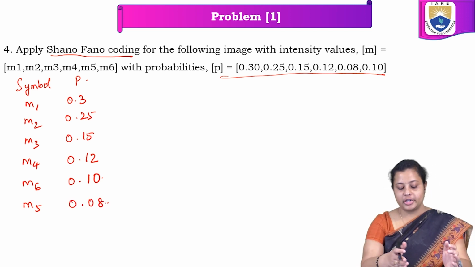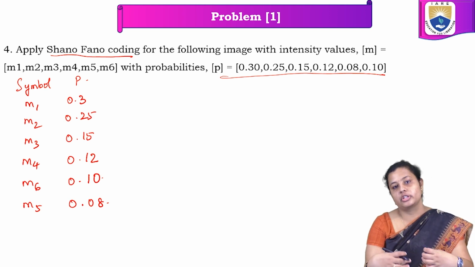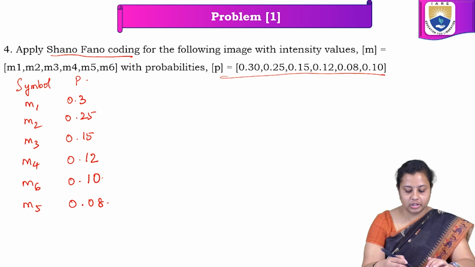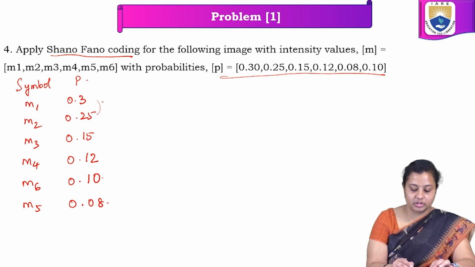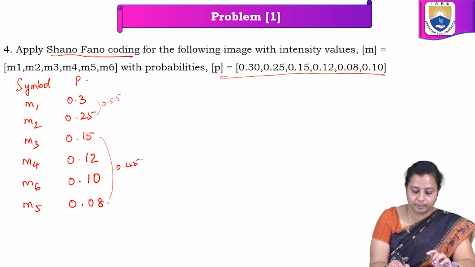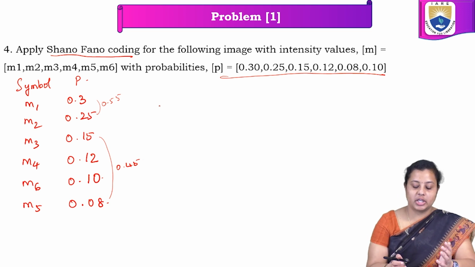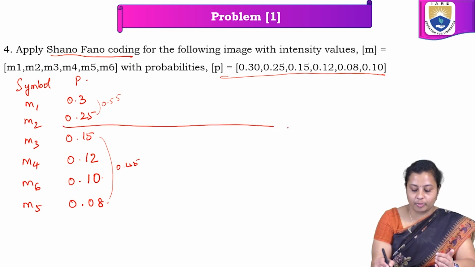Now we divide it into two subgroups such that the probabilities of my upper half are very similar to my lower half. So what is this? If I try, this is 0.5, 0.55. So this combination will give me 0.27. This is equal to 0.27 plus 0.10, which is 0.37, plus 0.08. This is equal to 0.45. So this is the maximum closeness that we can achieve. So I'll divide it in this form.